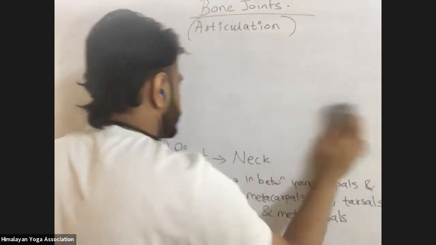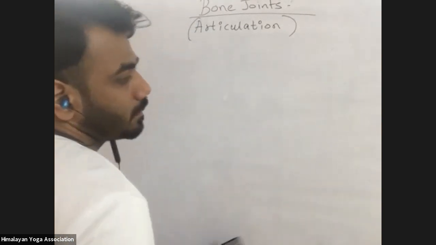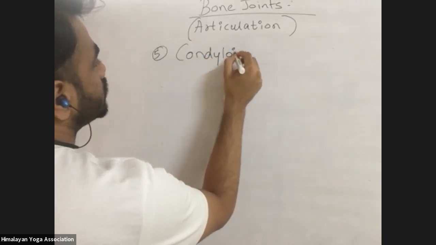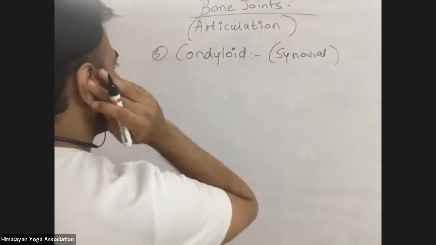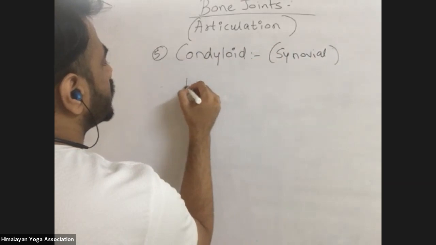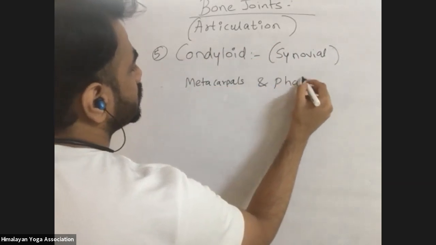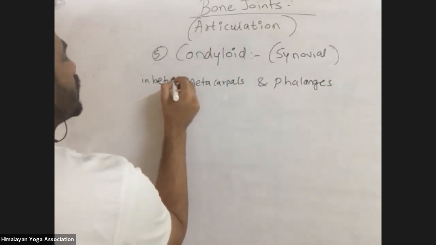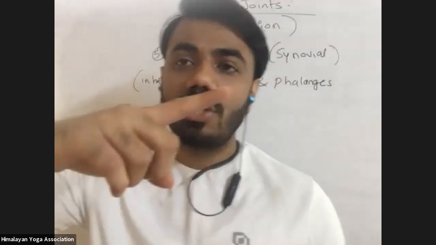The next joint we can write as a condyloid joint, number 5. Condyloid joint is also an example of a movable bone joint or synovial bone joint. The condyloid joint you find in between your metacarpals and phalanges, the condyloid joint of the finger.